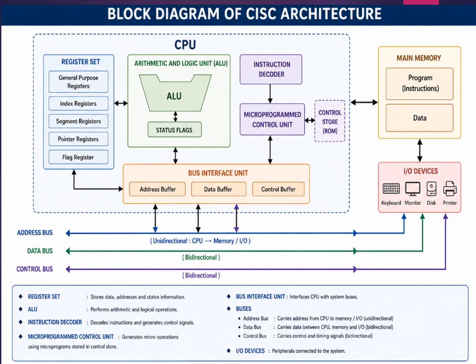Next is input output devices. So what are the input output devices given here? Keyboard, monitor, disk, printer. Here the keyboard is the input device. Disk is also an input device. Monitor and printer are the output devices, isn't it? So the peripherals are connected to the system. These peripherals which are connected to the system are called input and output devices.